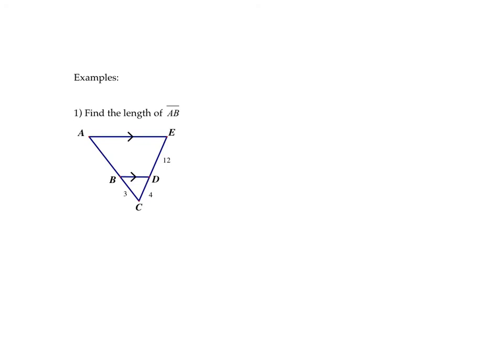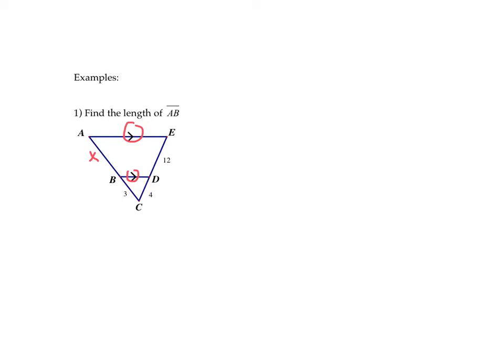Okay, so it's time to put those three theorems into practice. In our first example, we want to find the length of line segment AB, and I'm going to label it with X just to keep it a little bit simple. Notice in here that these two segments are parallel to each other. So according to our triangle proportionality theorem, our two sides are divided proportionally.